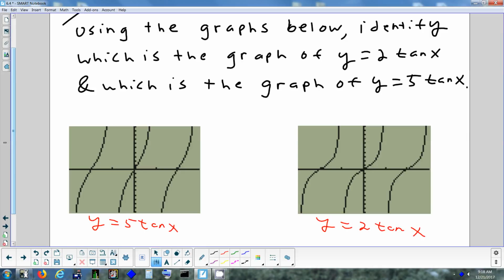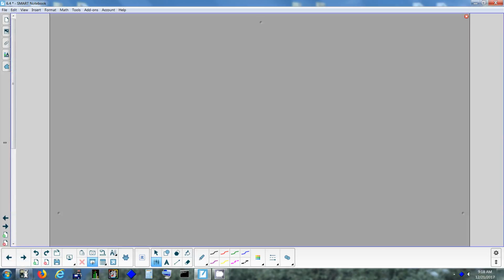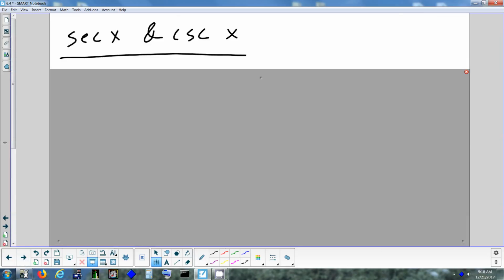To answer a question like that, it's very important that I show each graph in the same type of window, because if I change the scale from one window to the other, I can totally change how the graphs look, and that's not an accurate comparison. So the window on the left and the window on the right are exactly the same mins and maxes. Okay. Any questions on that one? All right. So let's look at the last 2 graphs, which are secant and cosecant.